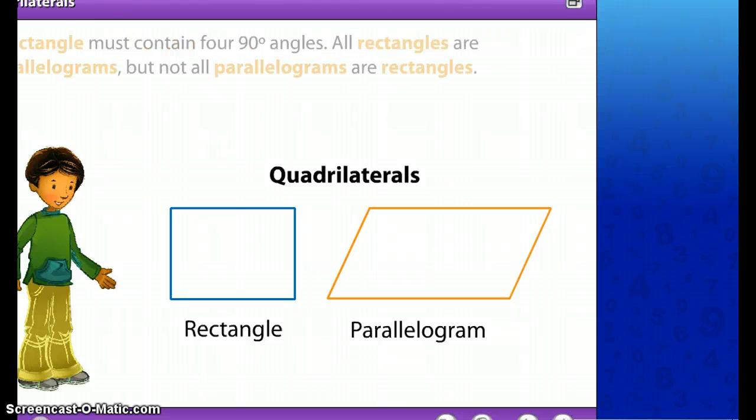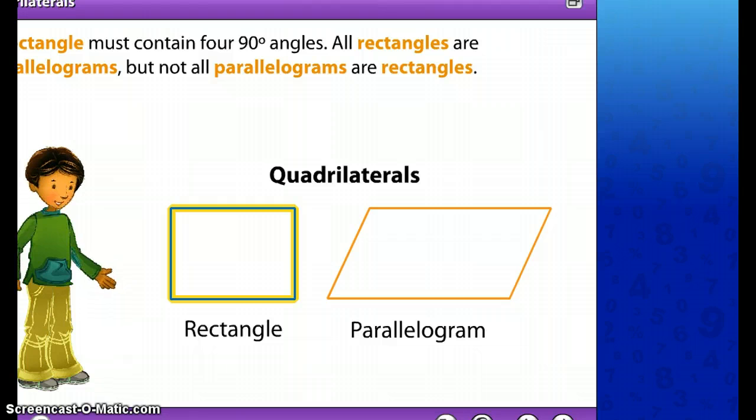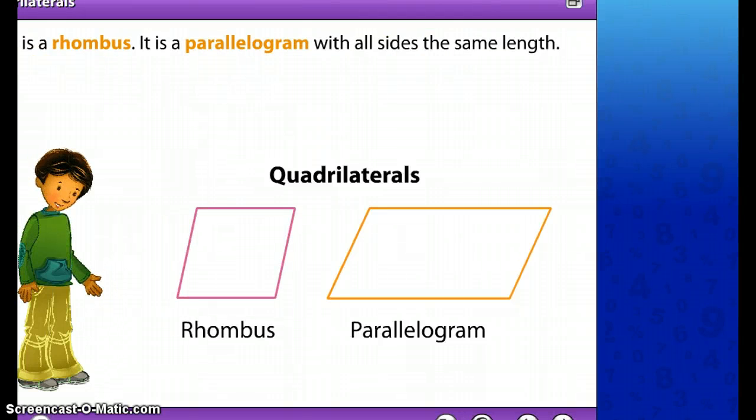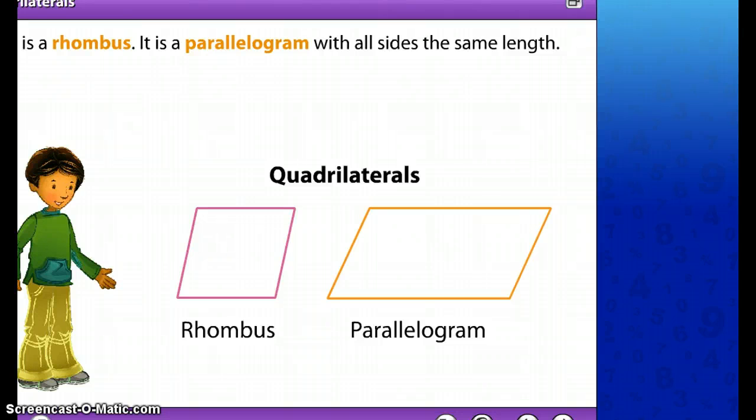I know those things kind of get confused. A rectangle must contain four 90-degree angles. All rectangles are parallelograms, but not all parallelograms are rectangles. This is a rhombus. It is a parallelogram with all sides the same length.